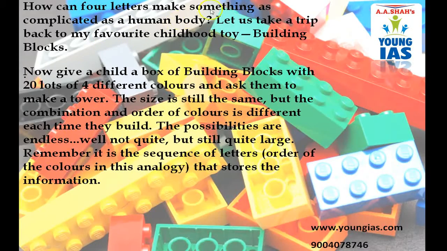How can 4 letters make something as complicated as a human body? Let us take a trip back to my favorite childhood toy, building blocks. Now give a child a box of building blocks with 20 lots of 4 different colors and ask them to make a tower. The size is still the same, but the combination and order of colors is different each time they build. The possibilities are endless. Well, not quite, but still quite large. Remember, it is a sequence of letters, the order of the color in this analogy, that stores the information.